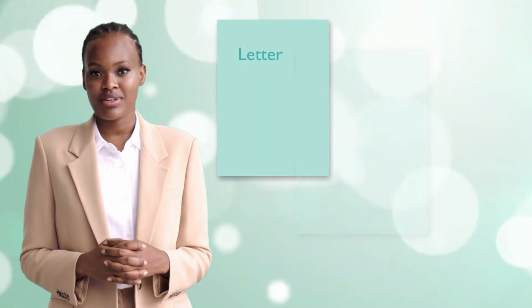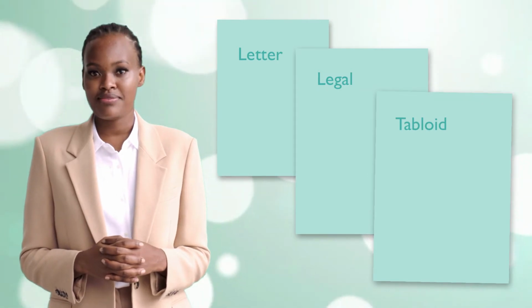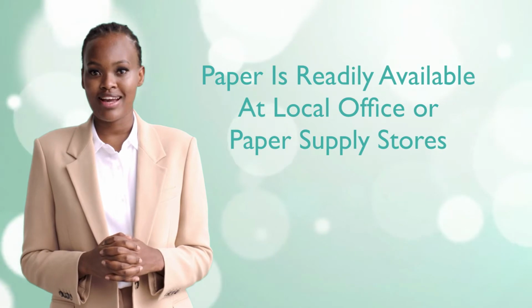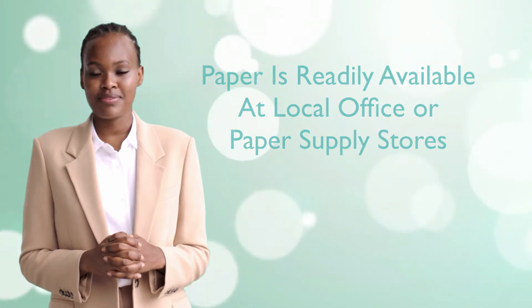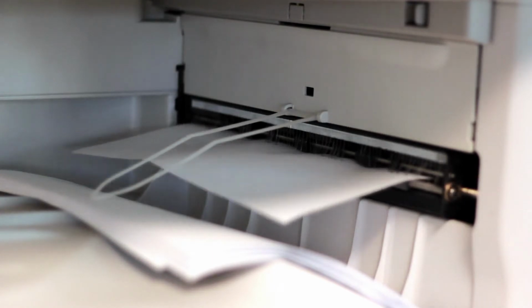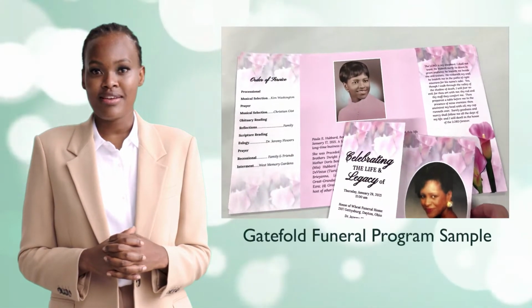There are 3 standard paper sizes of a funeral program: small, medium, and large, or letter, legal, or tabloid size. The sizes are from the commonly available paper you can purchase at any office supply store. After funeral programs are printed on whatever paper size you choose, they are assembled by way of the fold, depending on the style you select.